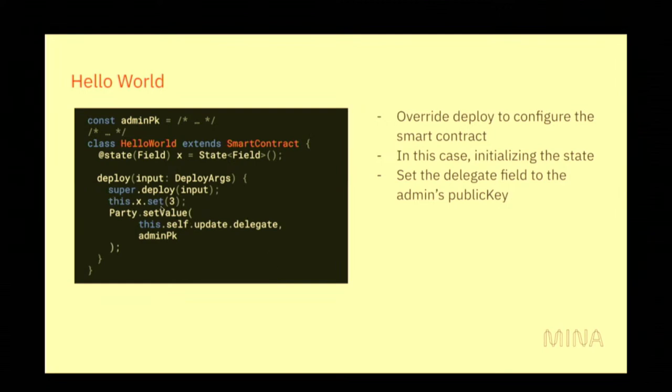But then we have this.x.set(3), and so this is going to take our on-chain state variable here, x, and it's going to set it to a value of 3. 3 is going to get promoted into a field element, and the on-chain state is going to be equal to a field element of value 3.